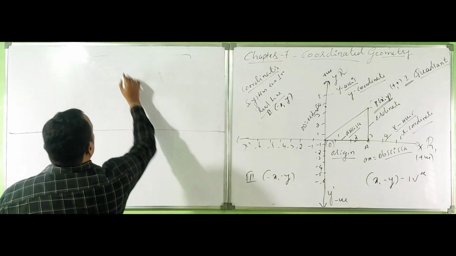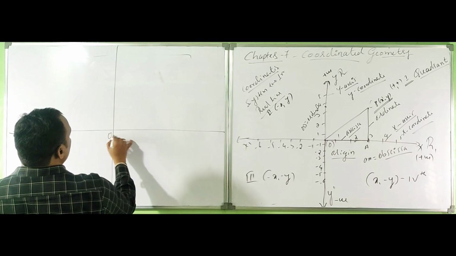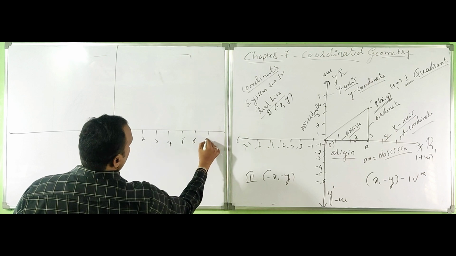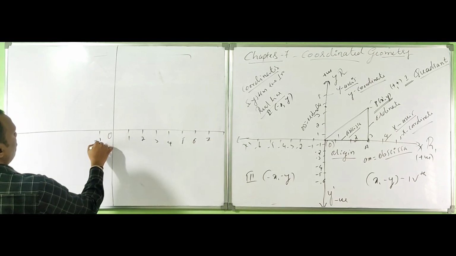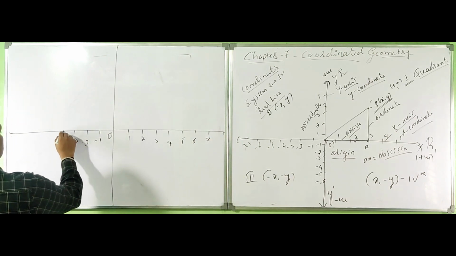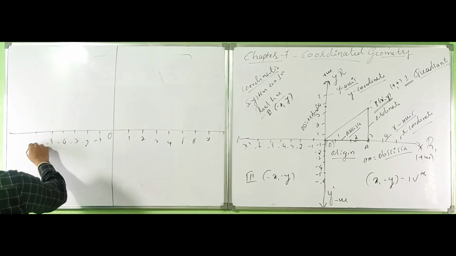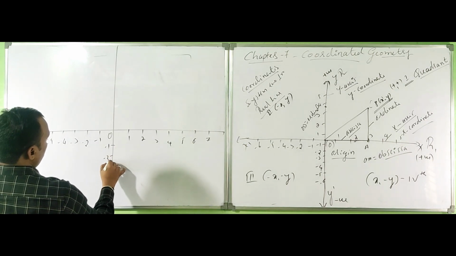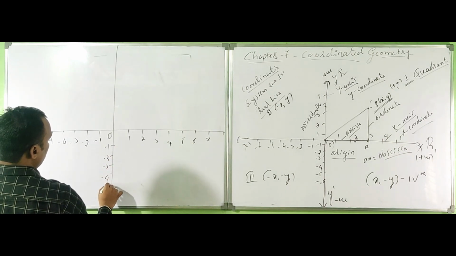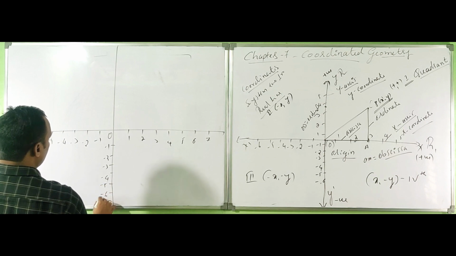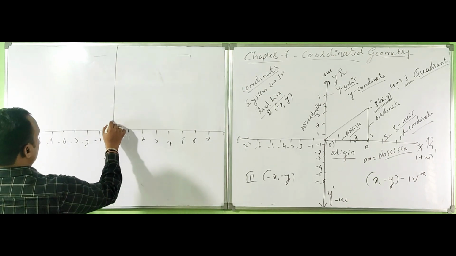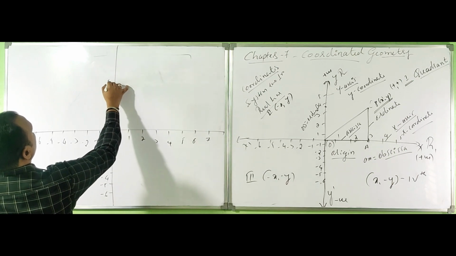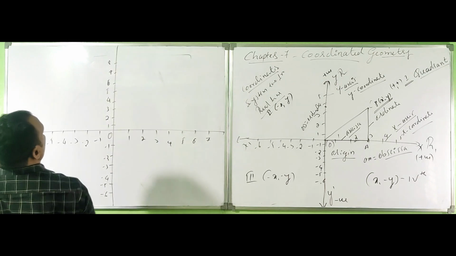Any point on the x-axis and any point on the y-axis, how will we write them? 0, 1, 2, 3, 4, 5, 6, 7, infinite, minus 1, minus 2, minus 3, minus 4, minus 5, minus 6, minus 7, infinite, and positive 1, positive 2, positive 3, positive 4, positive 6, positive 7, positive 8, infinite.